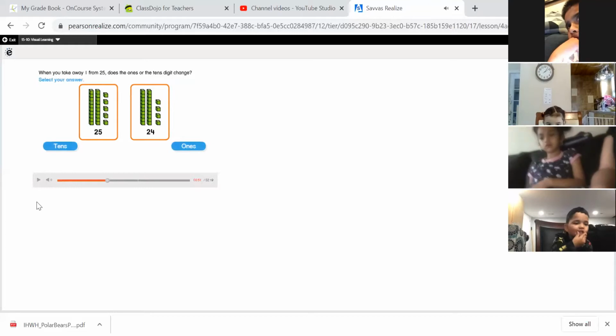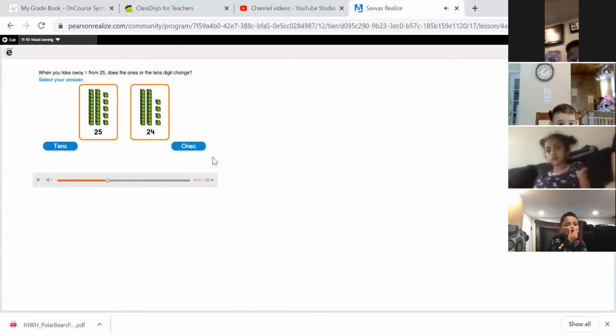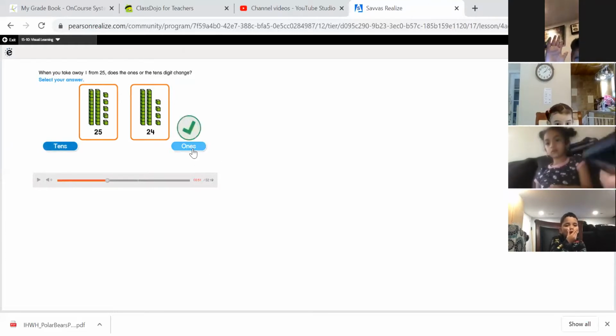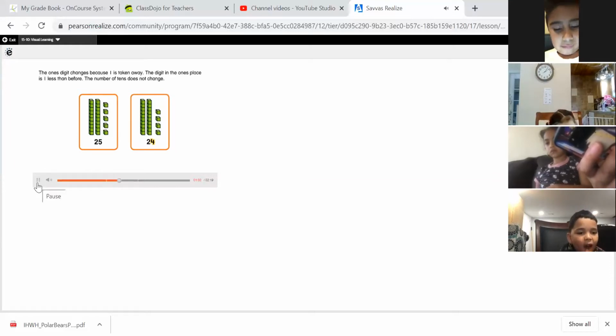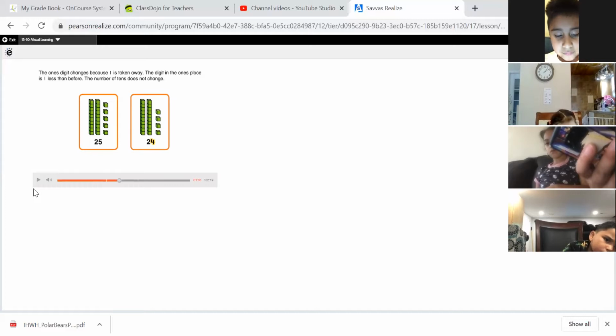Select your answer. Okay, Amelia said ones. I'm going to click ones. The ones digit changes because 1 is taken away. The digit in the ones place is 1 less than before. The number of tens does not change. It goes from 5 to 4. 4 comes before 5. So 1 less than 5 is 4.